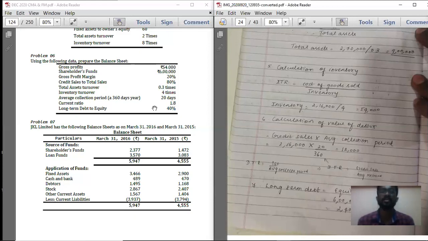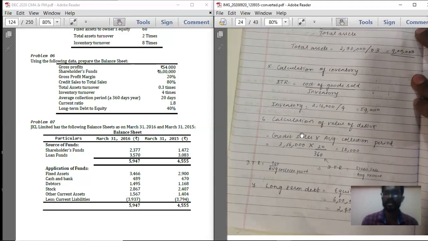So what is credit sales? Credit sales is 2,16,000, into the average collection period, 20 days. So 20 divided by 360 is the average collection period. So 2,16,000 into 20 divided by 360, which is equal to 12,000. So value of debtors is 12,000. Simple. This is a combination of two formulas.